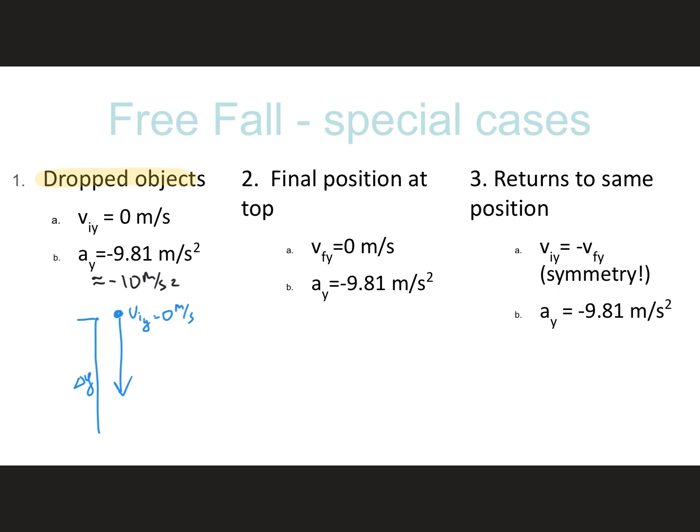Now this next question is final position at top. It is sometimes asked as how high. Okay, in this particular case, the final velocity in the y direction is 0 meters per second. Acceleration due to gravity in the y direction is negative 9.81, which we know is going to be approximately, that's what a little squiggle line is, negative 10 meters per second squared. If you're going to draw this one, it should look something like this.